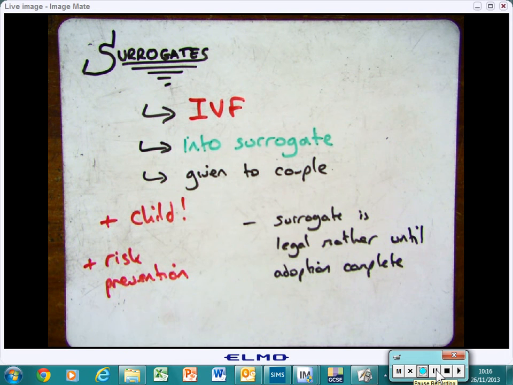And there we go, that is everything on fertility treatment.